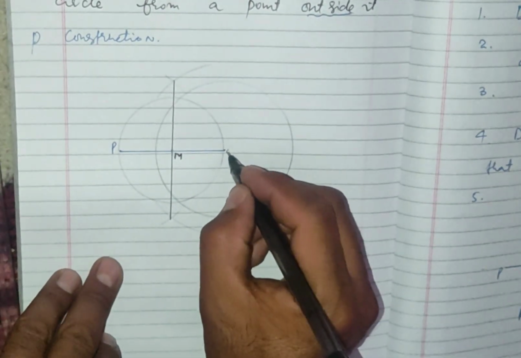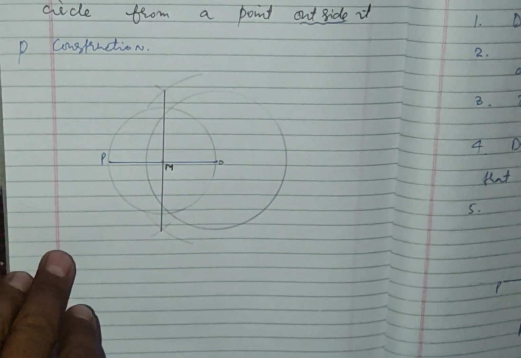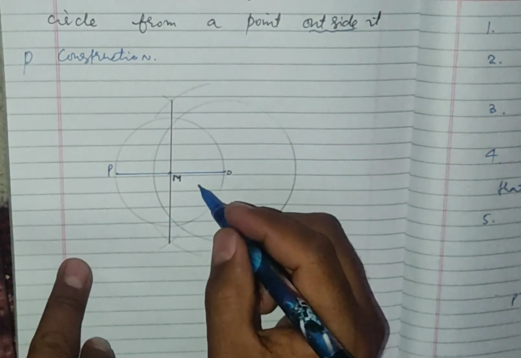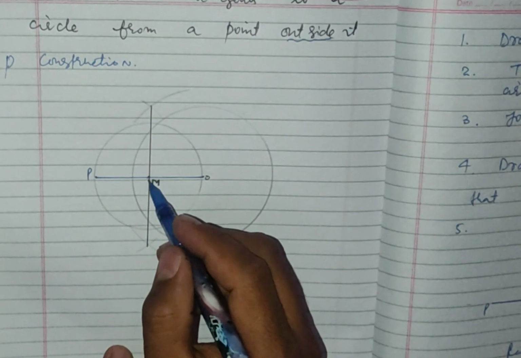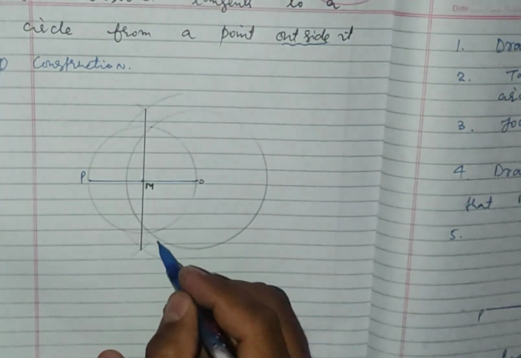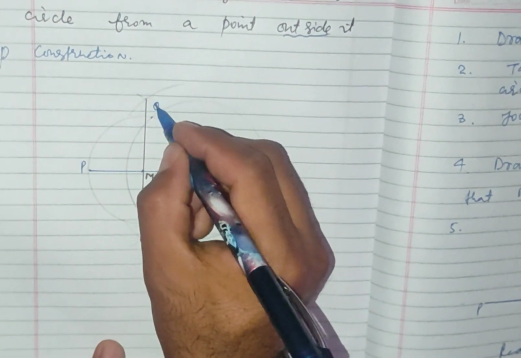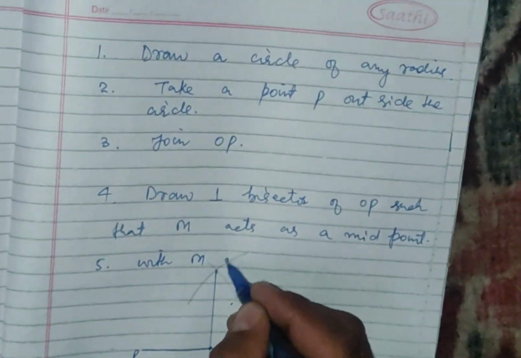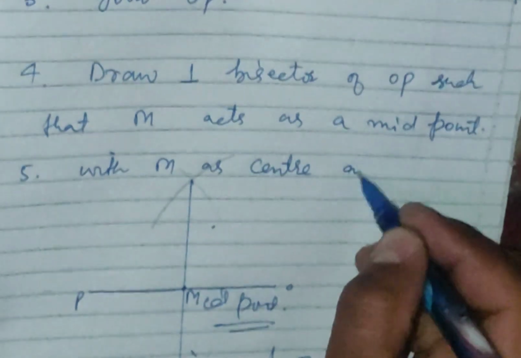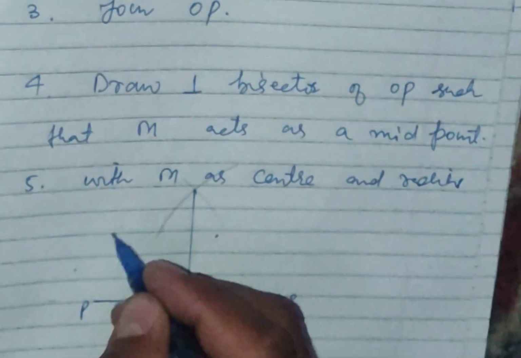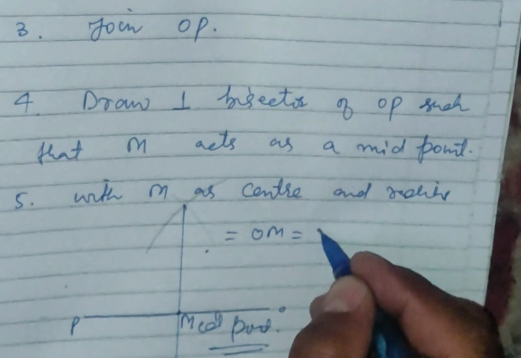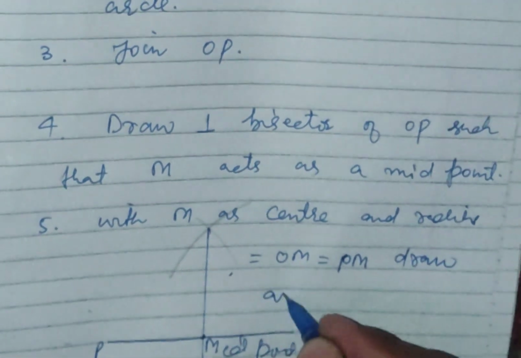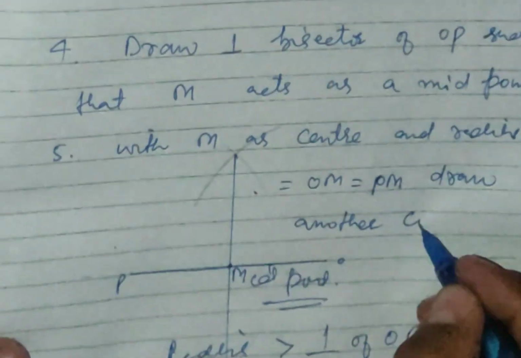So this is point O. With M as center and radius equal to OM or MP, we will draw a circle which intersects the first circle at two points, at point Q and point R. So with M as center and radius equal to OM or PM, draw another circle.